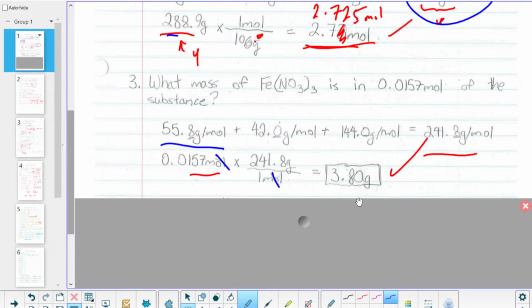Yes? 3.79 will work. Whenever I'm looking at your answers, I am going to look, are you within what we would consider sig fig error? So this sig fig error means plus or minus 0.01. So if you're 3.81, 3.79, you're always good.